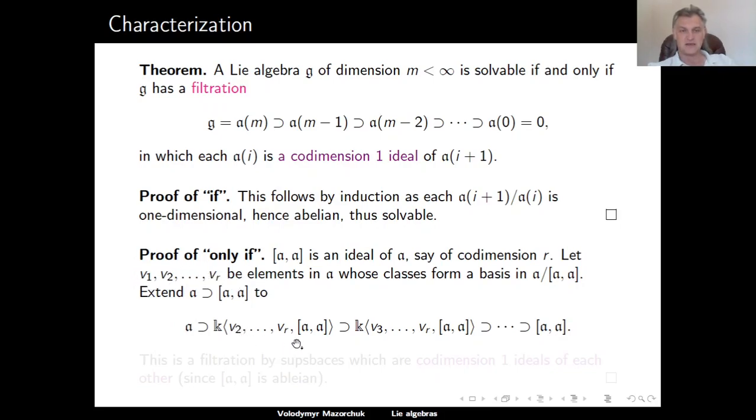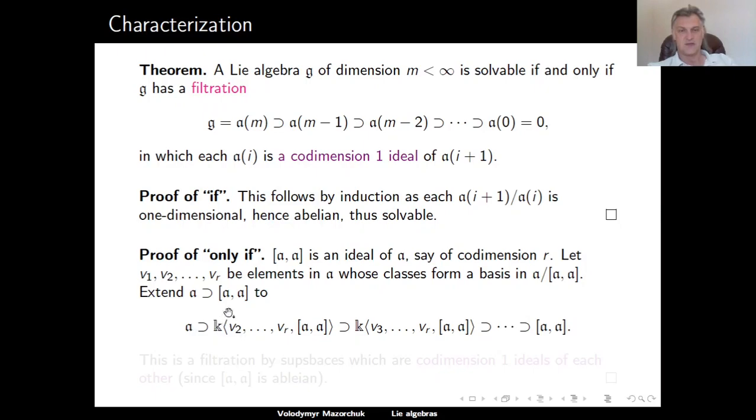So as a next component of the filtration, we take the linear span of the derived algebra with elements V2, V3, and so on Vr. Then we take the linear span of the derived algebra with elements V3 and so on Vr. And we take out one by one all elements of the basis, and at the end, the last component of our intermediate filtration will be our derived algebra. So in this filtration, here in between, we have r minus 1 steps. So altogether, the filtration has r steps.